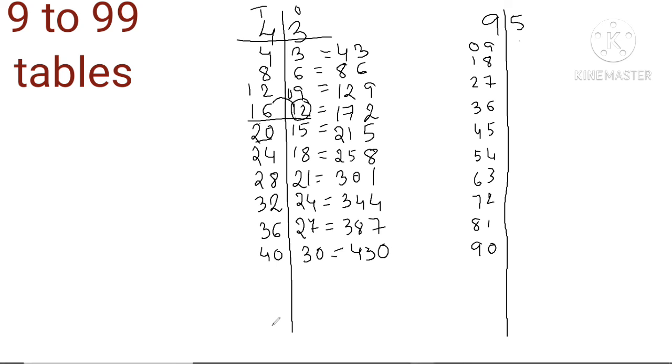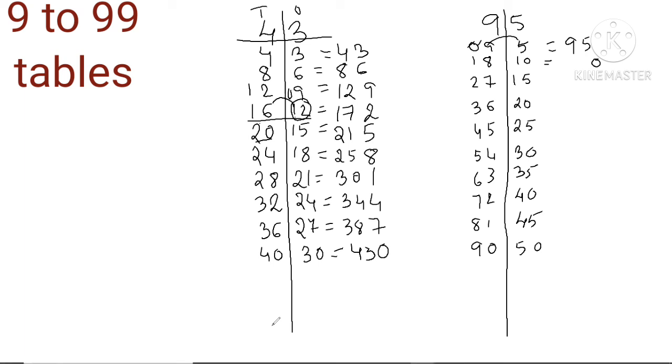5's table. 5, 10, 15, 20, 25, 30, 35, 40, 50. Now what you have to do? You just have to write the number. See, 0 you don't take. So 95, 95. Here 0 you write down as it is.